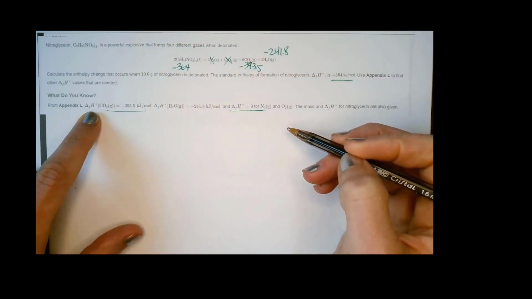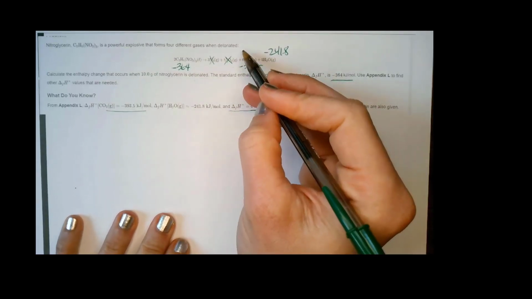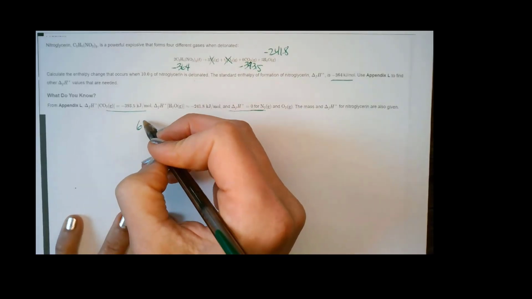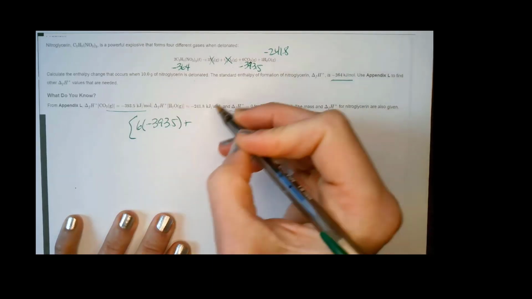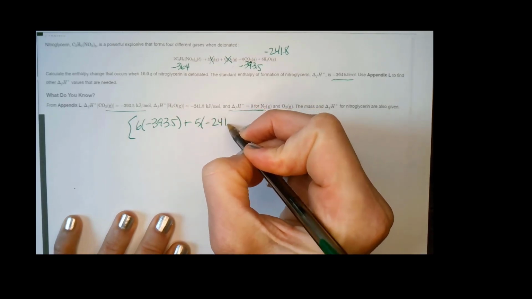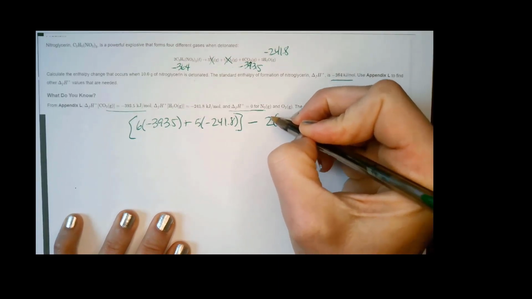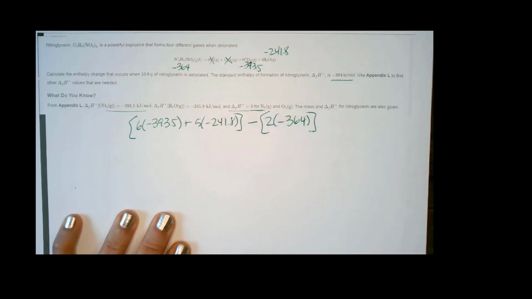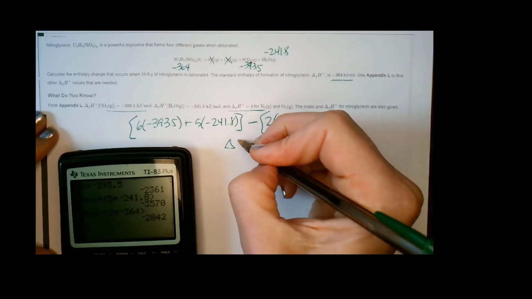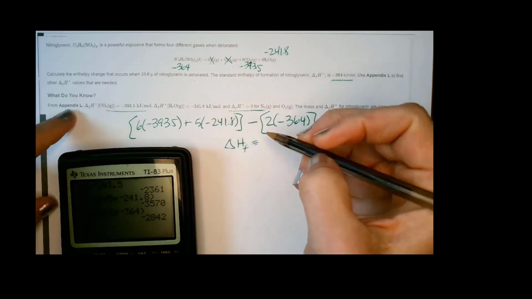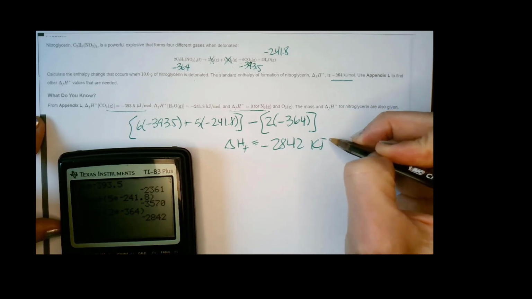So let's find our delta H for the reaction, our delta H formation. So we need to do products minus reactants. I've got my products, 6 moles of negative 393.5 plus 5 moles of negative 241.8. That's my products minus reactants. I have 2 moles of negative 364. Let's do this here. All right, so I got delta H for this whole chemical reaction of negative 2842 kilojoules per mole.